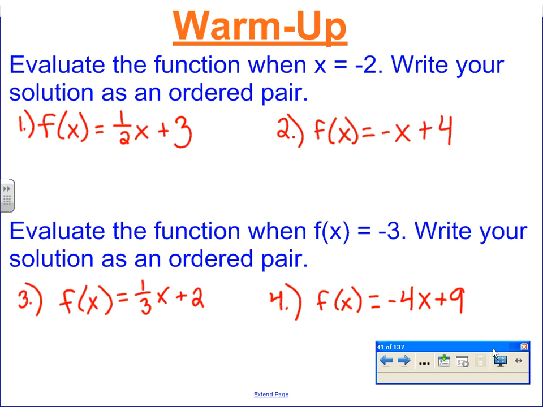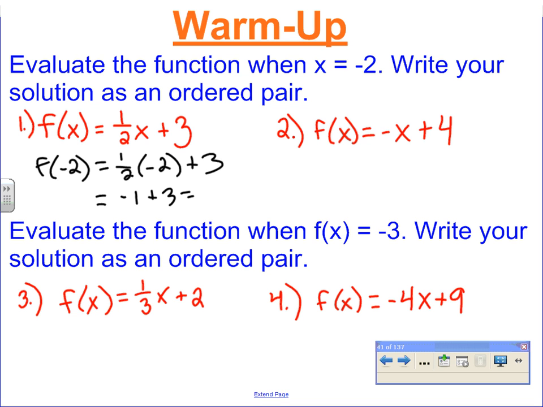Travis. Good. So we're evaluating the function when x is -2. So we have 1/2 times -2 plus 3. After you evaluate that, what do you get? So what'd you get for your answer here? Dirk, what'd you get? Good job. So f of -2 equals 2. You need to write your answer as an ordered pair. Your ordered pair should be -2, comma 2.